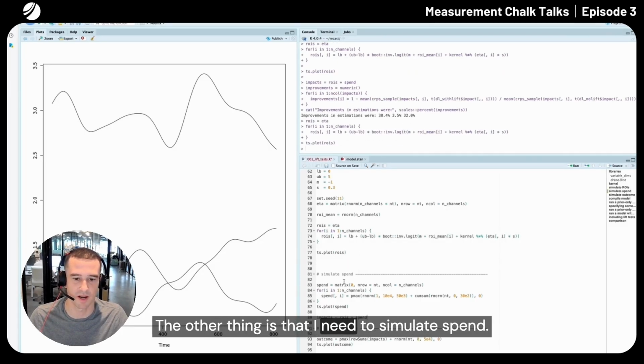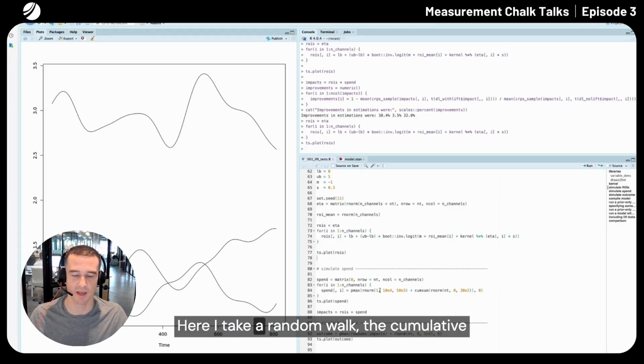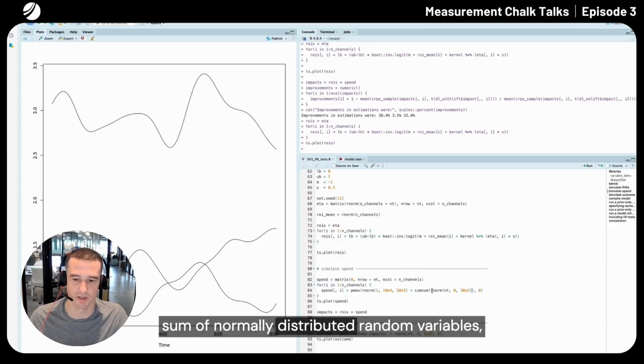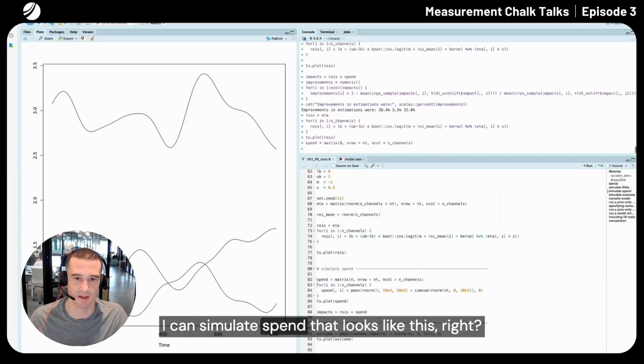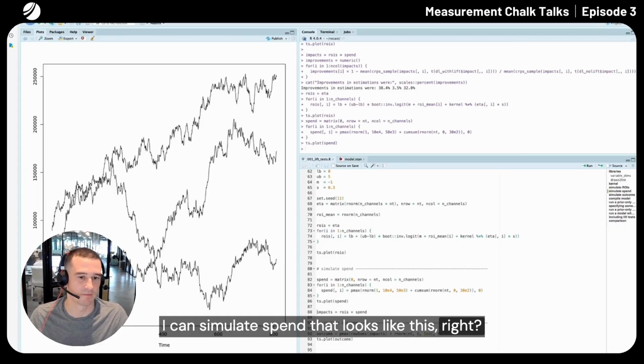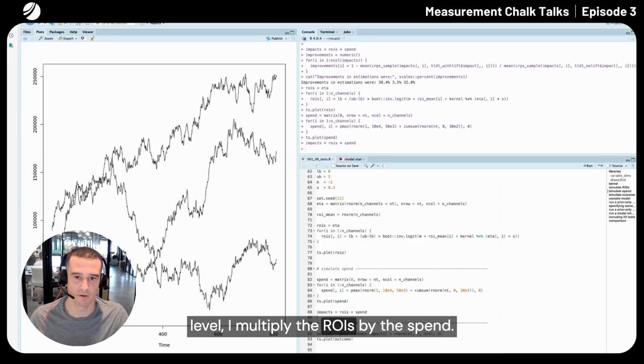The other thing is that I need to simulate spend. Here I take a random walk, the cumulative sum of normally distributed random variables calibrated to make it look reasonable. I can simulate spend that looks like this, right? And this actually works out to a fairly reasonable image of what spend might look like for a growing brand. And then to get the impacts at the channel level, I multiply the ROIs by the spend. I can plot these as well.